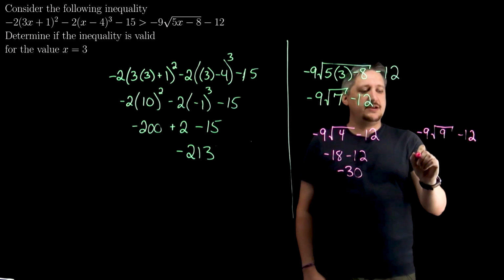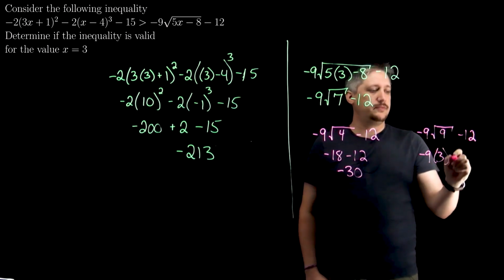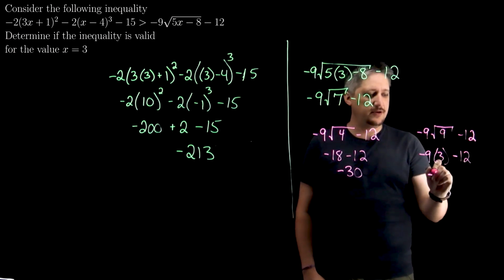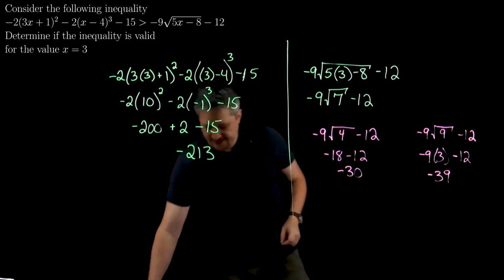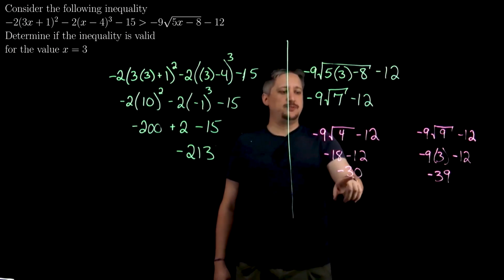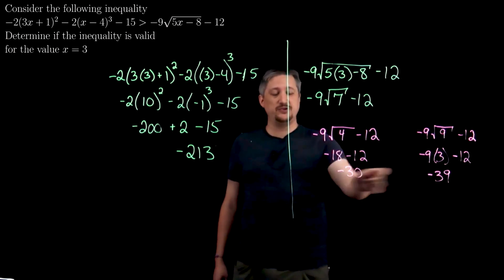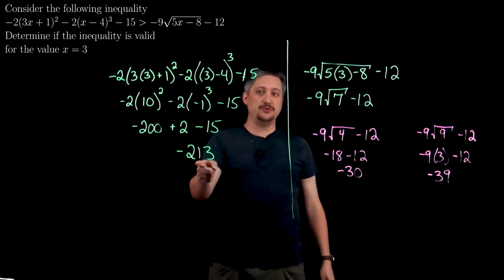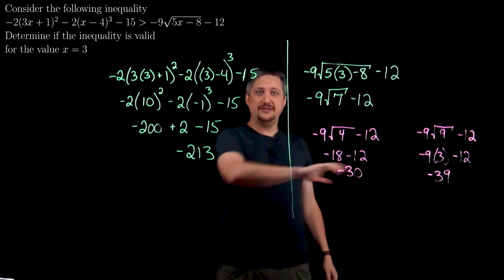So the square root of 9 is 3, so that's -9 times 3 minus 12. And that's -27 minus 12, which is -39. So that tells me that this value is between -30 and -39. I may not know what it is, but I know it's somewhere between those two. Importantly, both of those are way bigger than -213, right? Because this is way more to the left than that one is.